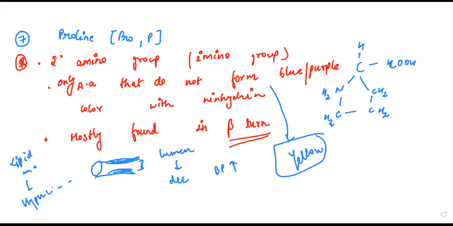So this is all for today. In the next class, we will discuss the only classification left, that is hydrophilic side chains, and the hydrophilic ones can be polar uncharged or ionizable side chains. We will see the positively and negatively charged amino acids.